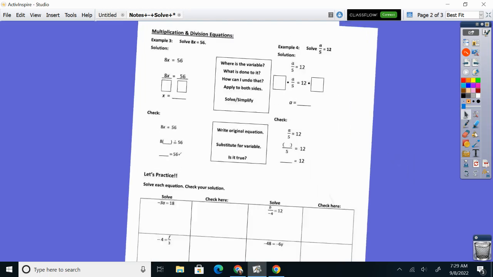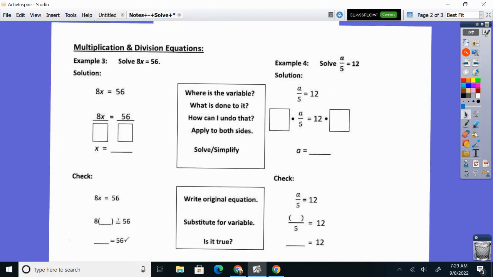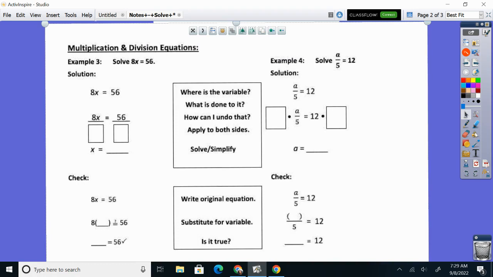All right, so all of those that we just did were adding and subtracting. If you were adding, you had to do the inverse, which was subtracting, or if you were subtracting, you had to do the inverse, which was adding. These are multiplication and division equations here. Remember, the inverse of multiplication is division, and the inverse of division is multiplication.